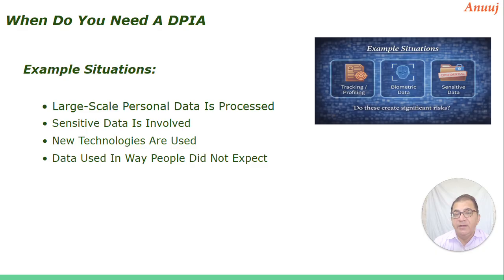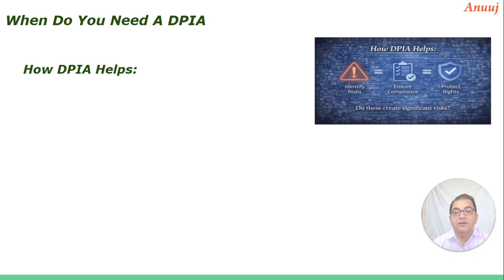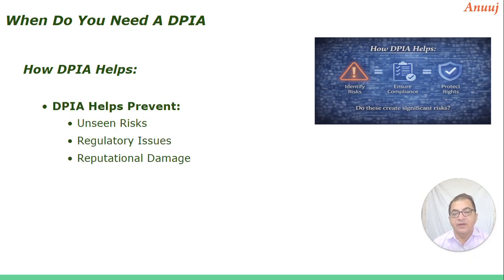So you need to be very careful. Data is being used in the way people did not expect it. Data may go out, right? Data may be used for a different purpose than what it was collected for. So you need to be careful about it. DPIA helps because it helps you prevent the unseen risks and regulatory issues, and if we are safe with compliance, or if we are safe with no harm to the personal data that you have, then the reputational damage is also taken care of.